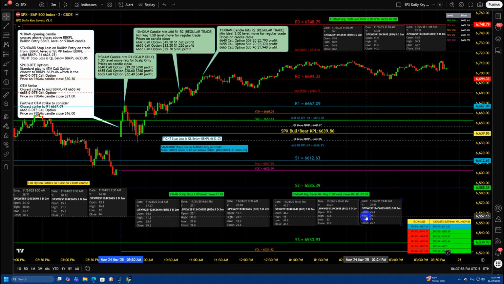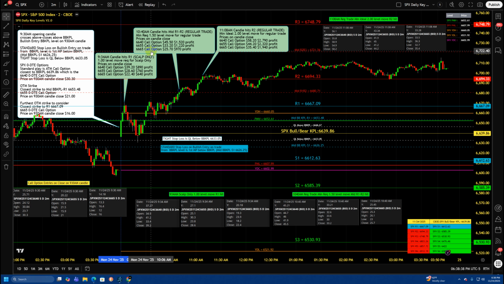Next we have the data boxes for the 10:40 a.m. candle here, and that is where it hits the minimum 1.5 level move threshold for a regular trade. And if you remember from earlier in the video, this is where you have all those different options for either closing out your contracts, adjusting your stop loss to break even or break even plus a 10 to 15% profit buffer, or if trading multiple contracts, closing out 70 to 90% of them, and then doing a stop loss adjustment for any remaining runners that you would have.